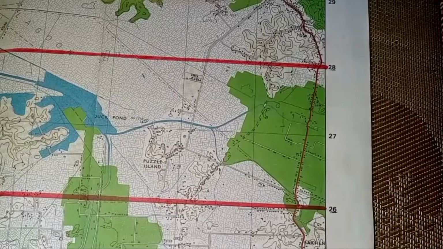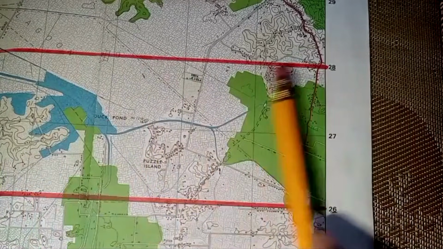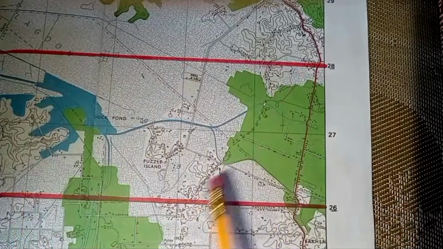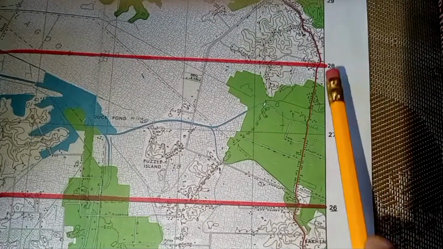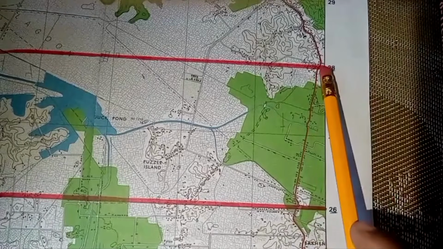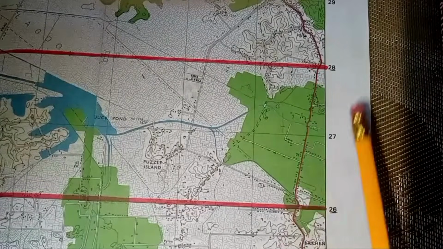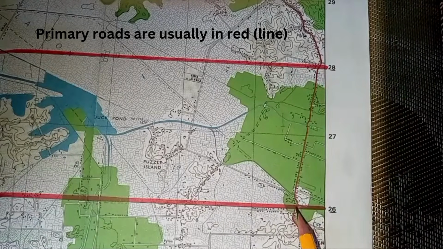So here I've outlined Northern 26 and Northern 28 in red. Northern 26 and Northern 28. And it is the area in between both lines that we're working with. Now the question asks us to calculate the distance of the first class road between the two northern lines. And the first class road here is usually red. So this is the first class road we're working with here and here.